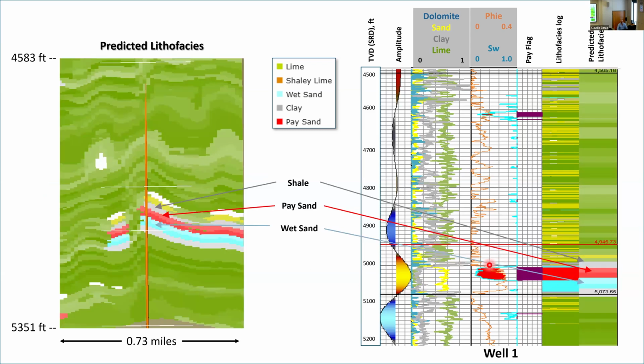And this is what we obtain. Here we are obtaining what is the wet sand. I'm going to talk more about the wet sand in just a minute. We have the pay sand, which is in here as well, and then we have in here the shale. So this is lithofacies from well log, and these are the lithofacies that we're going to be obtaining from the seismic. And we're going to be talking about how we're obtaining this.